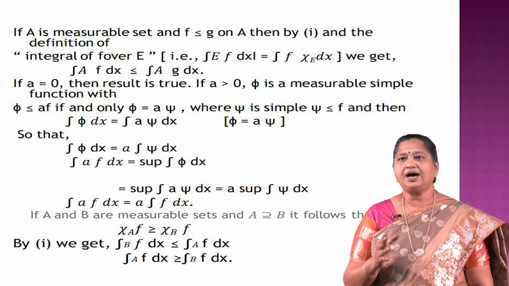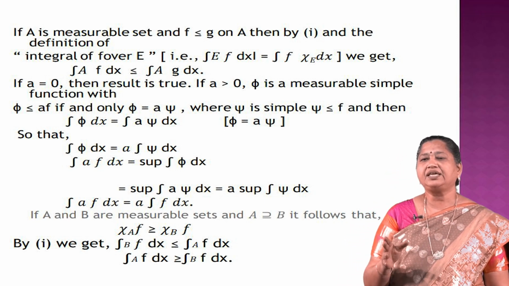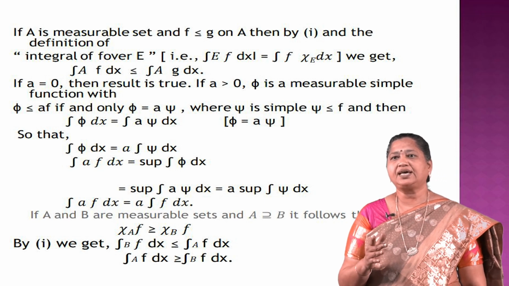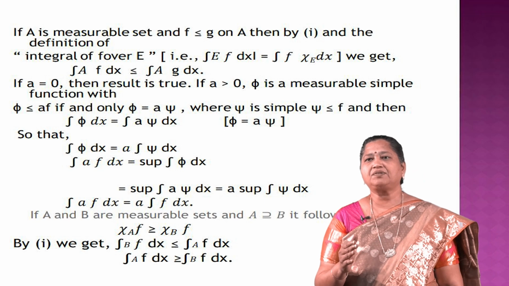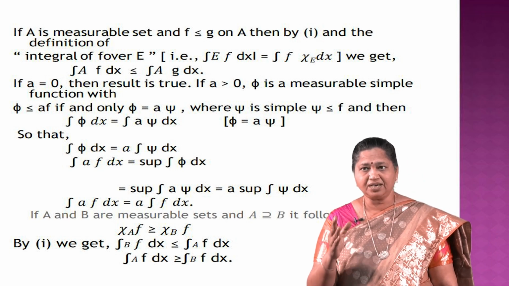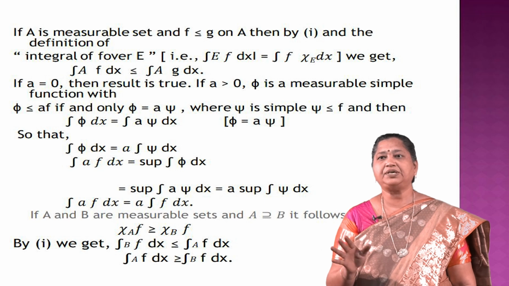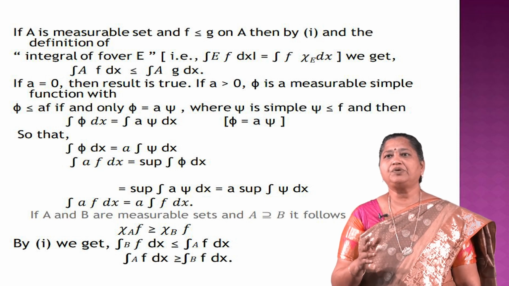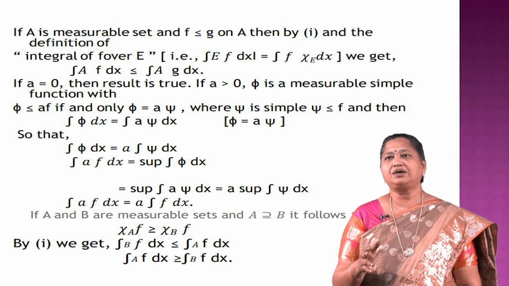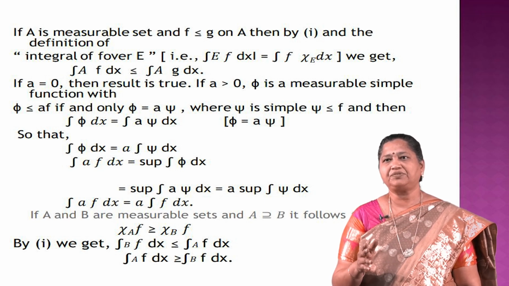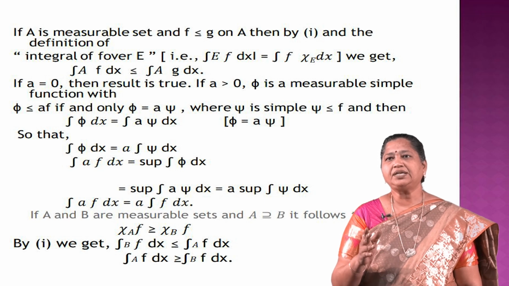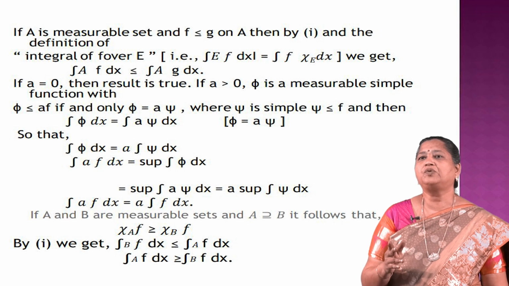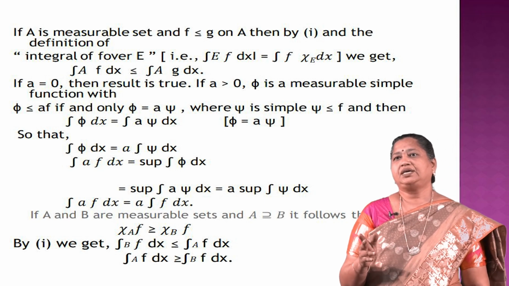So if A and B are measurable sets and A is a superset of B, it follows that chi_A f is greater than or equal to chi_B f whenever A contains B. Next, by equation 1, the integral over B of f dx is less than or equal to the integral over A of f dx. So the integral over A of f dx is greater than or equal to the integral over B of f dx.